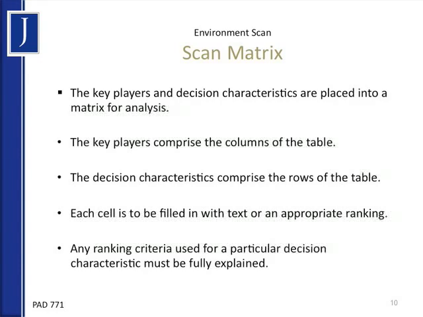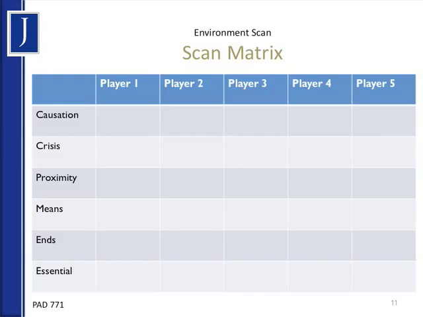In the matrix, the key players and decision characteristics are set into a table. The key players comprise the columns of the table. The decision characteristics comprise the rows of the table. Each cell is to be filled in with text or an appropriate ranking. Any ranking criteria you develop for a particular decision characteristic must be fully explained in the paper, preferably at the foot of the table. This slide provides a mock-up of a short list environmental scan.